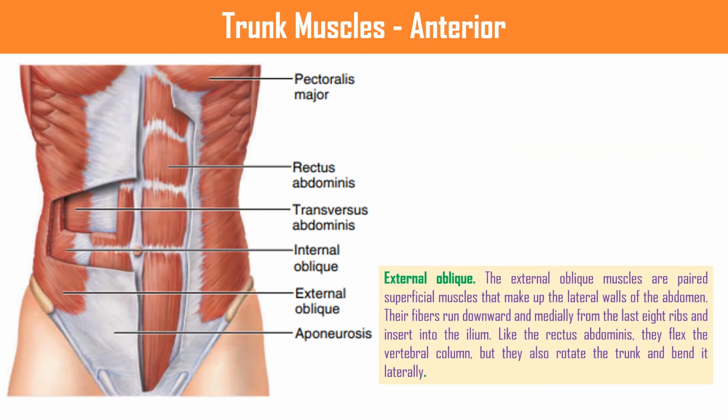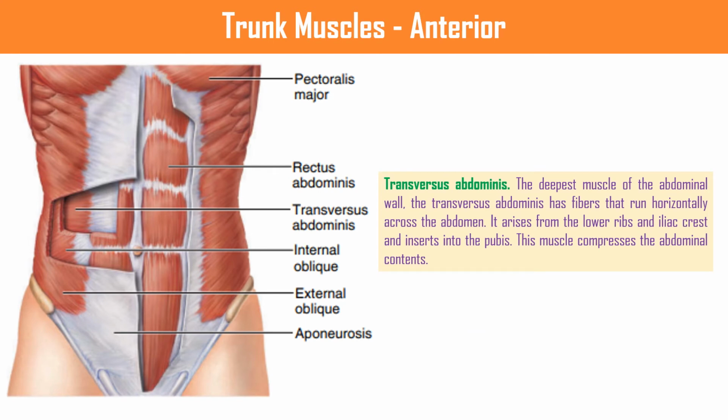Then we have external oblique muscles. They are paired superficial muscles that make up the lateral walls of the abdomen. Their fibers run downward and medially from the last eight ribs and insert into the ilium. Like the rectus abdominis, they flex the vertebral column, but they also rotate the trunk and bend it laterally.